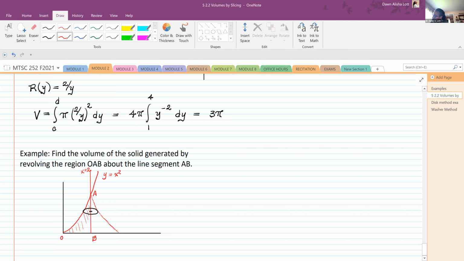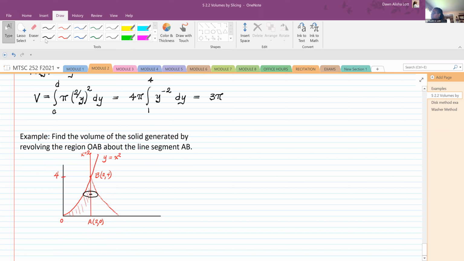So this point is at height 4. So this point is the point (2, 4). Uh-oh, I got A and B mixed up. Not that it matters, but this is A, it's the point (2, 0), and B is the point (2, 4). Okay, and this line is y is equal to x squared, and that's the line x equals 2. So when I revolve it around the axis, you can see my disk. So there's my disk.